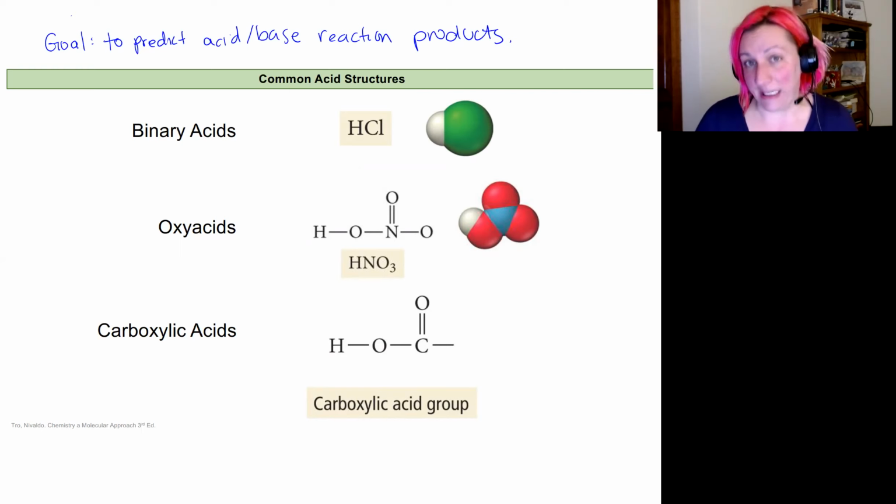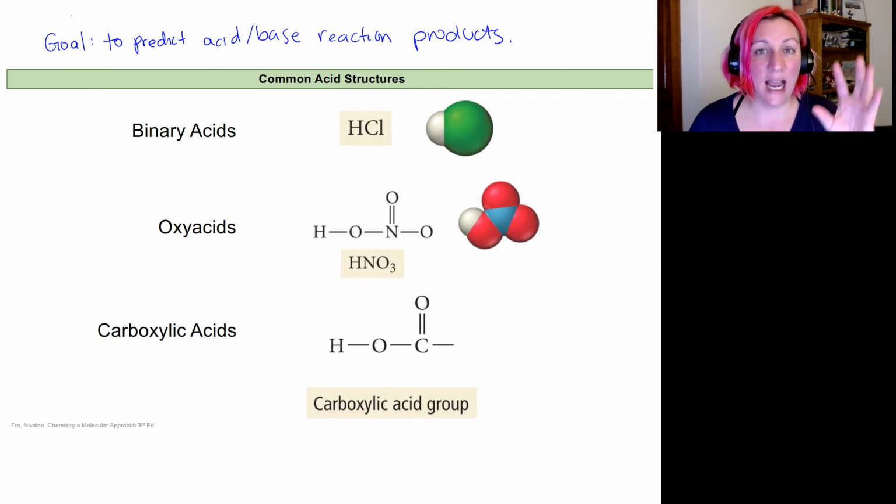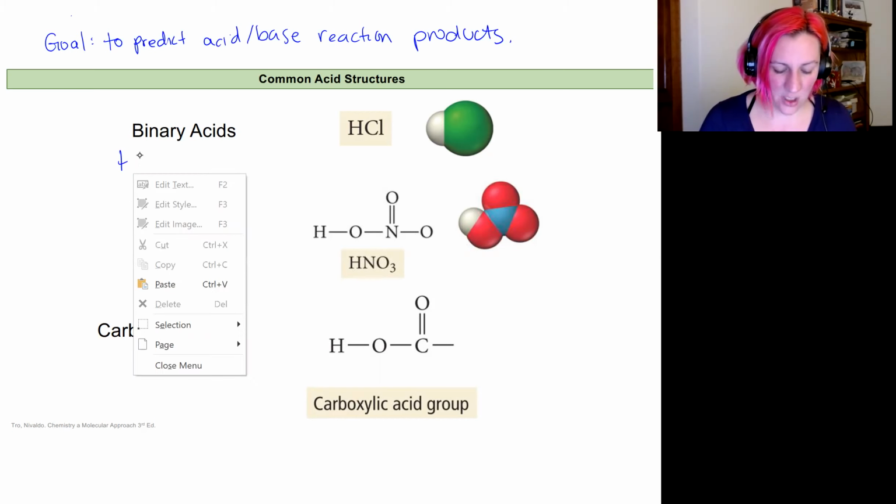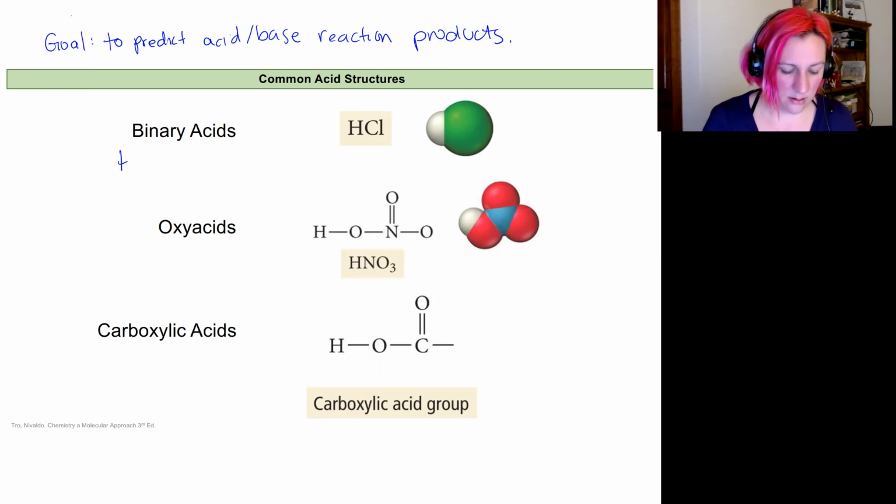So first we have binary acids. Binary acids are just two things. It means it's a hydrogen atom bonded to something else, and that hydrogen atom is acidic. Perfect example of this is hydrochloric acid. And so we actually see with a lot of binary acids that they're going to be a hydrogen bonded to a halogen.